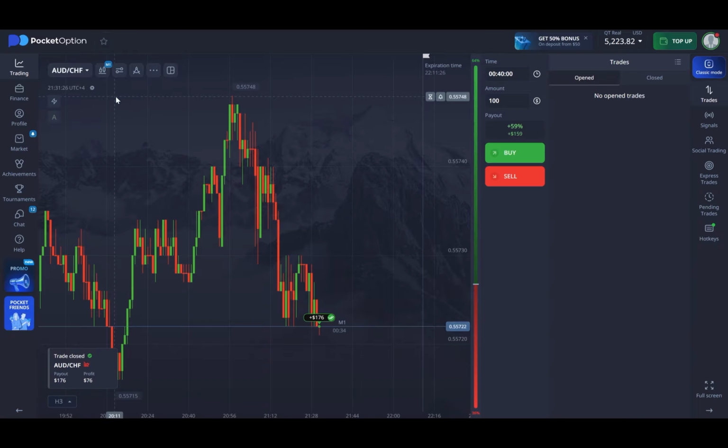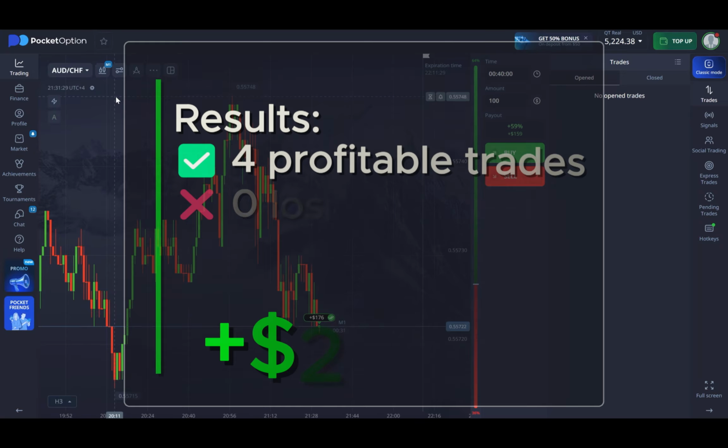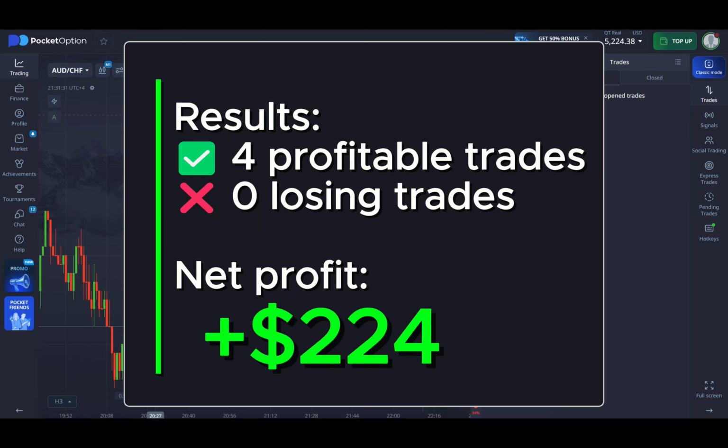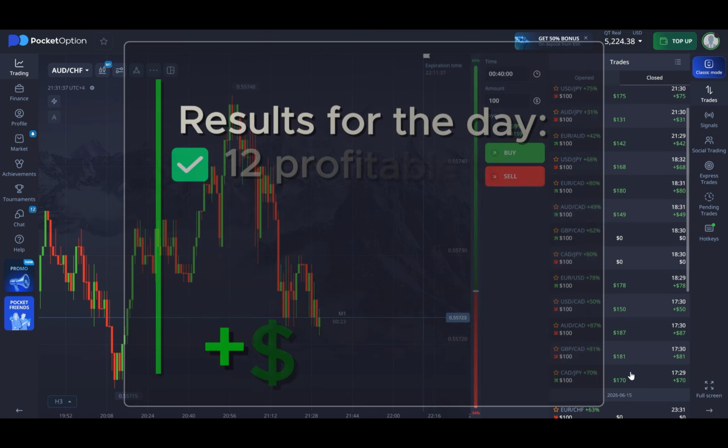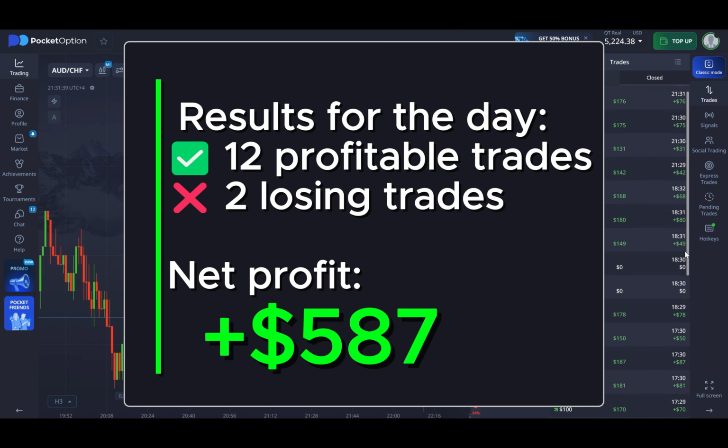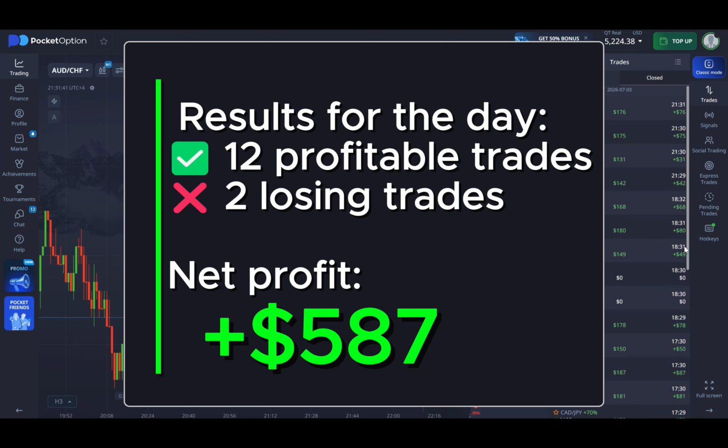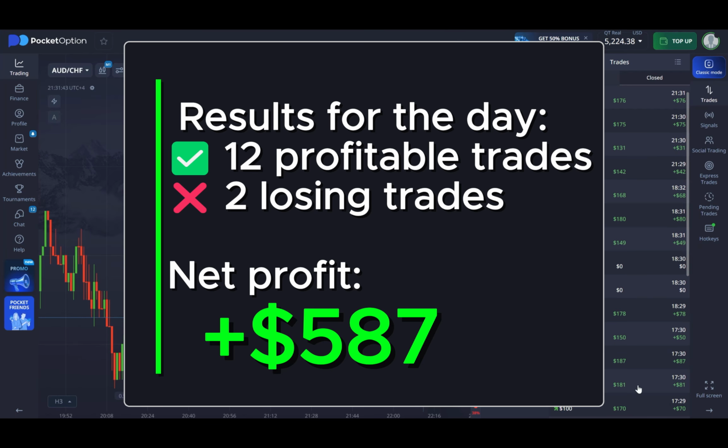Currently, the local time is 8:30 in the evening. The time is actually displayed a bit incorrectly here, but 40 minutes ago I opened 4 separate trades, and all 4 of those successful trades closed in profit. And here are the current results for this trading strategy today. As I said, only 2 trades were losses and 12 trades were profitable.